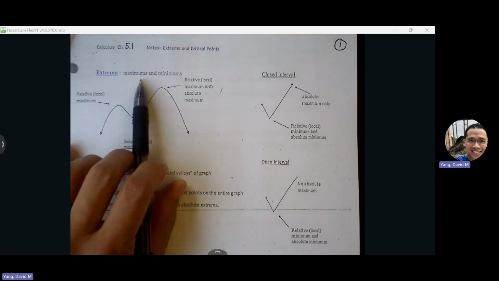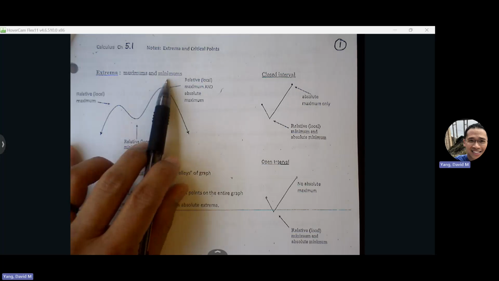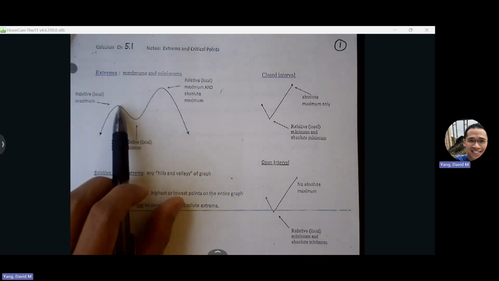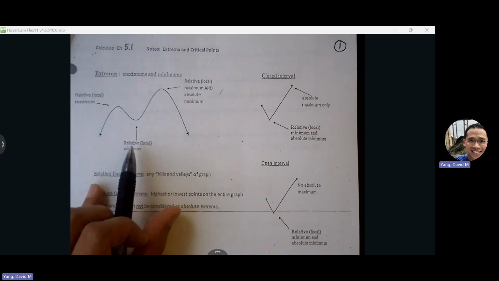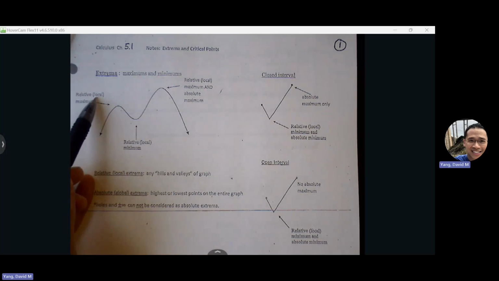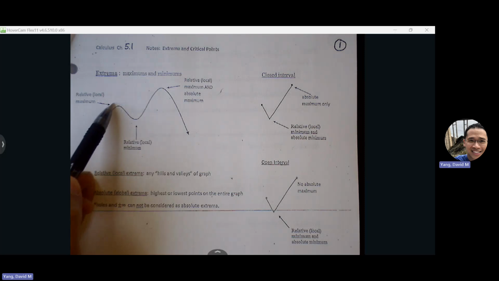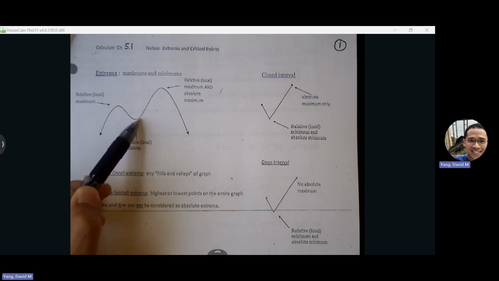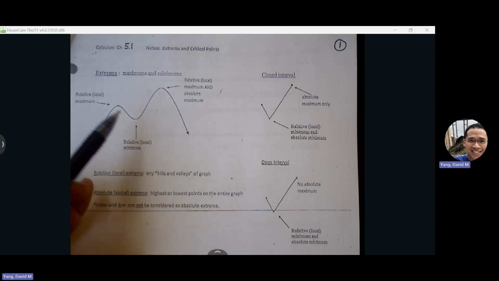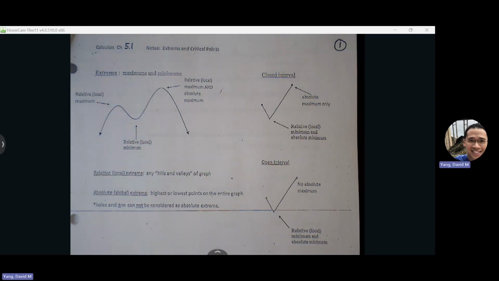So extrema represents max and mins. That just means maximum and minimums. So if I have a hill or valley of the graph, we call them relative maximum or relative minimums. We can also see the word local. So local just means that within its immediate region, it's the highest point. So local or relative max is just talking about that region's highest point, or a relative minimum is talking about the lowest point in that region.